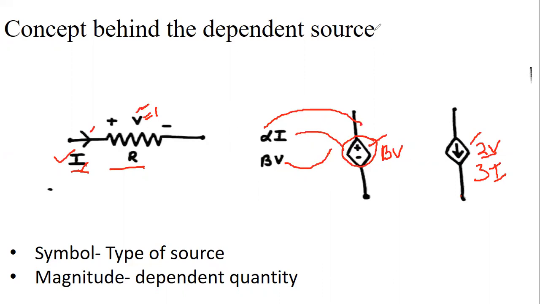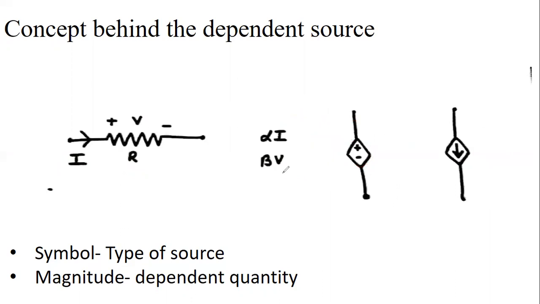So see the symbol. If you find the plus minus sign, it means this is a dependent voltage source, or whenever you find the arrow in a diamond, it means a dependent current source. And the magnitude gives the dependent quantity, alpha I type or beta V type, any quantity. The magnitude tells whether it is depending upon the voltage or upon the current.